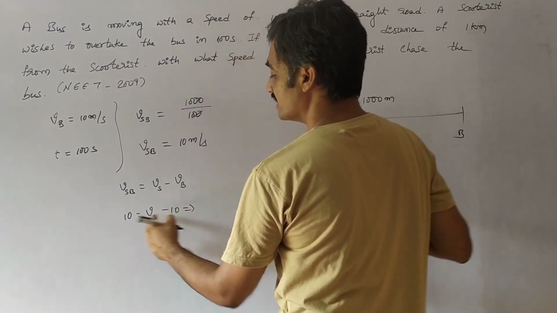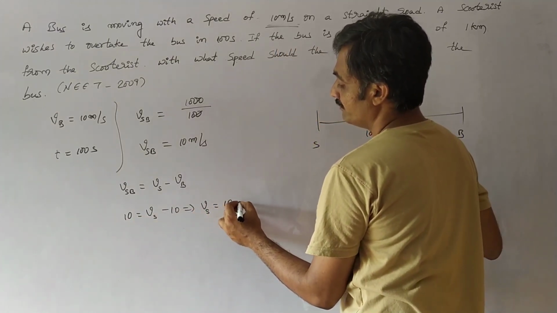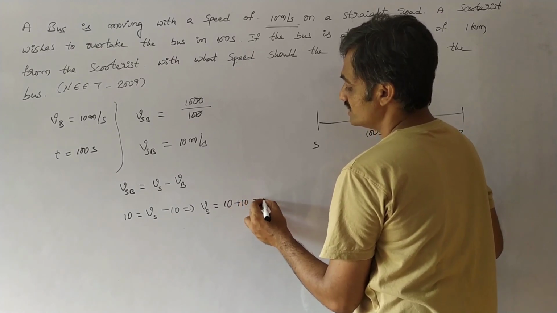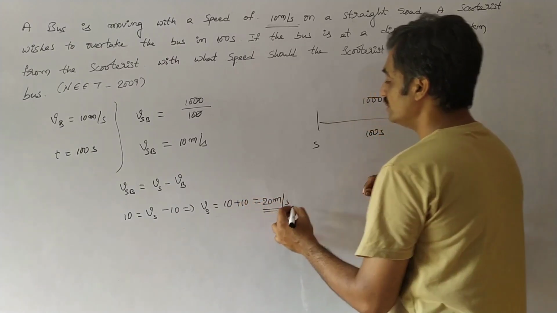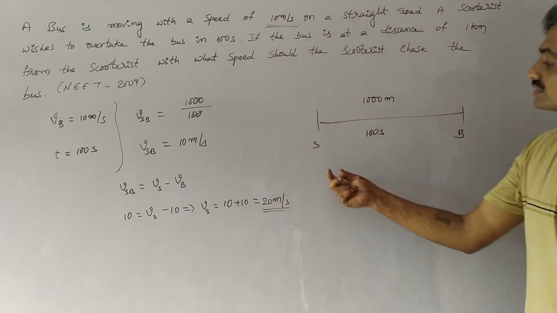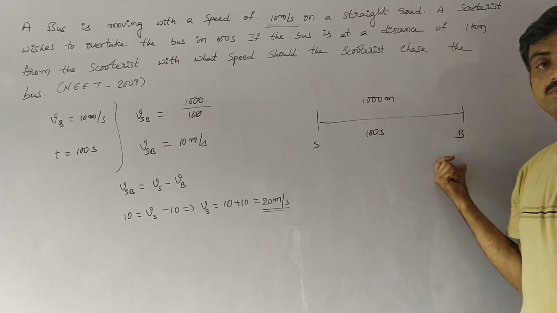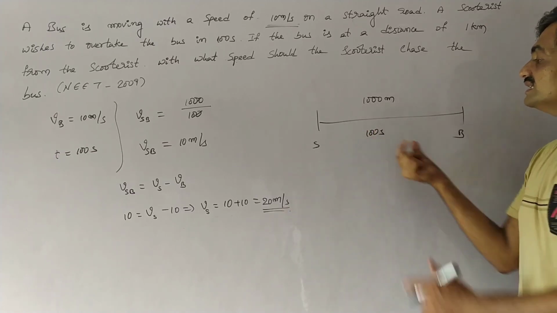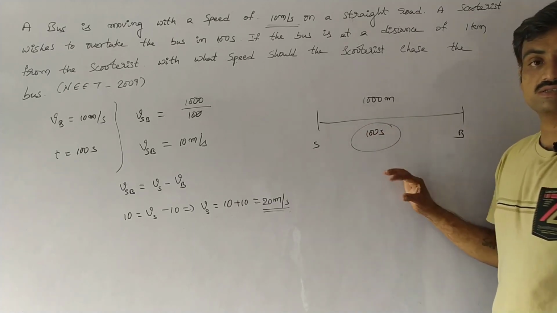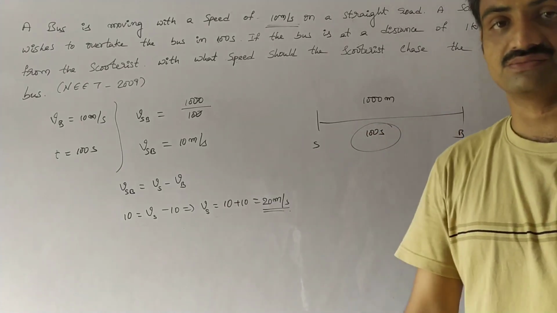From this, if we send this 10 to this side, we have the velocity of the scooter equals 10 plus 10, which is equal to 20 meter per second. So in order to chase this bus, the scooterist has to travel with a speed of 20 meter per second. Then with this speed, he can chase the bus within 100 seconds. Take a screenshot. We will continue with the next problem.